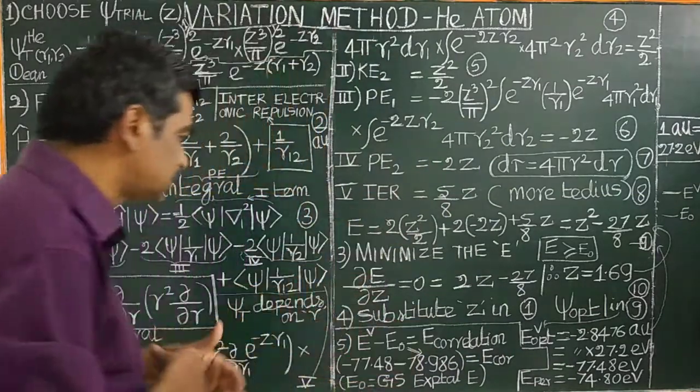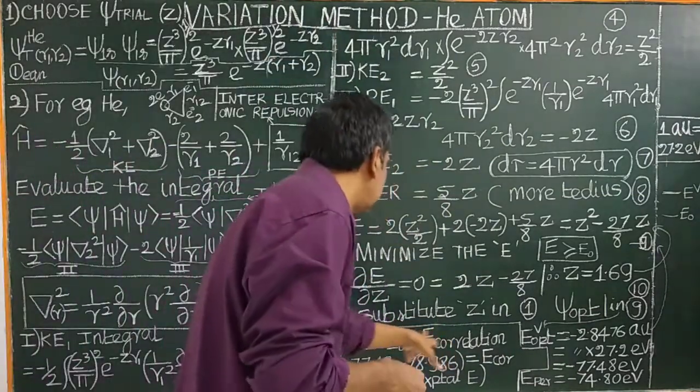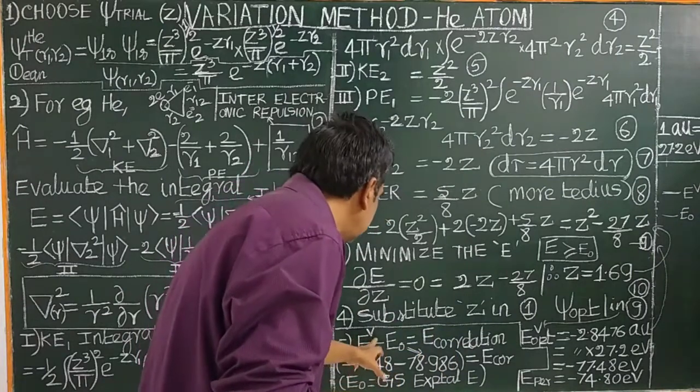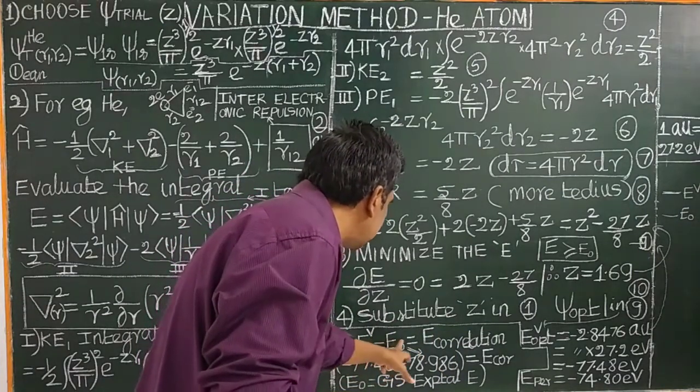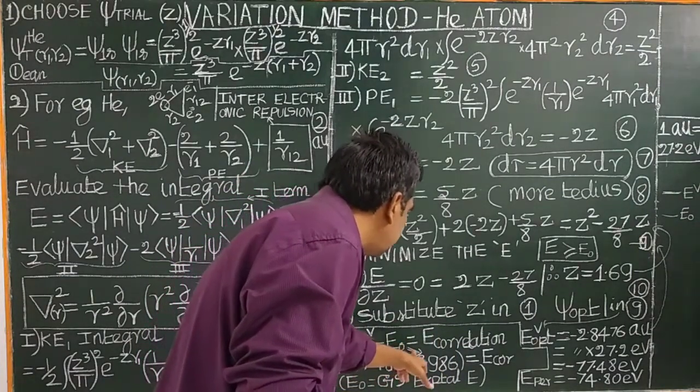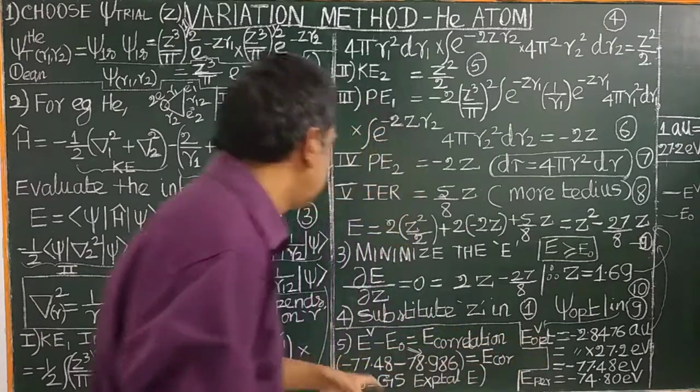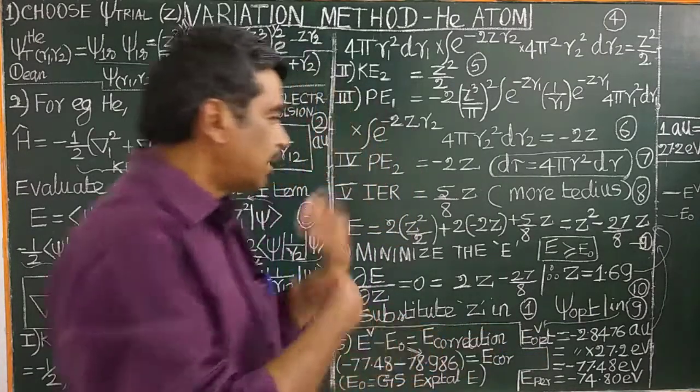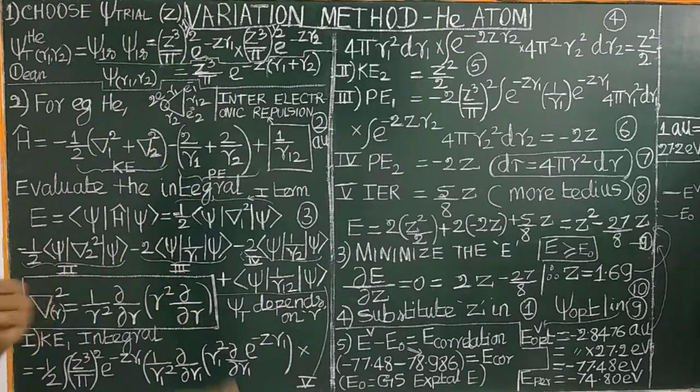This is often asked: what is correlation energy? The correlation energy is the difference between the variation energy and the ground state energy. I have explained the correlation energy in the next slide.